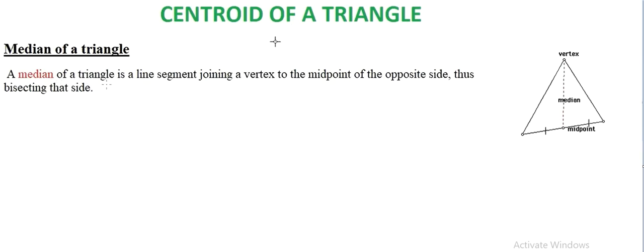A median of a triangle is a line segment joining a vertex to the midpoint of the opposite side, thus bisecting that side. So here, this is the vertex and this is the opposite side of the vertex and this is the midpoint of the opposite side. So, the median is the line segment that joins the vertex to the midpoint of the opposite side. This line is called the median. Since this is the midpoint of the opposite side, this line divides the opposite side into two equal parts.